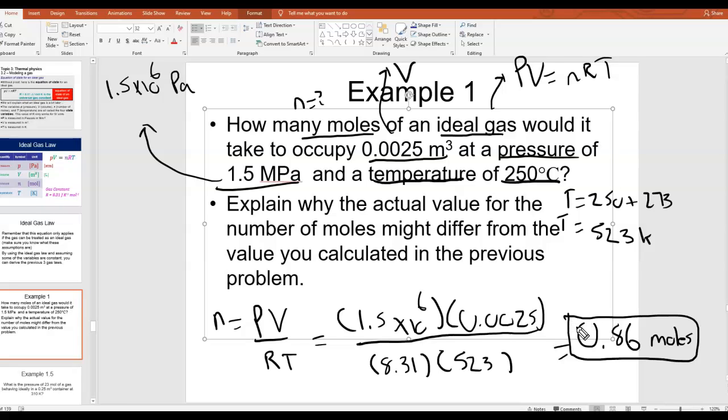So, a very easy calculation using the ideal gas law. Remember, it's that lowercase n that represents the number of moles of the ideal gas. So pause it here if you need to, and then we're going to talk about the second question on here. Okay, so I'm going to erase what's on the screen.